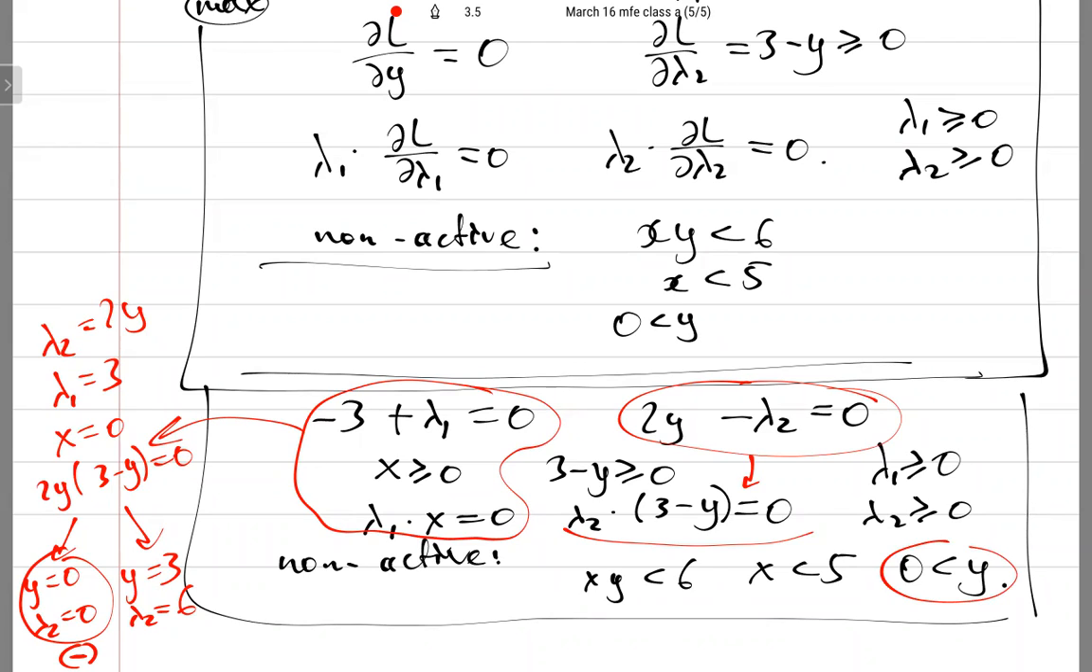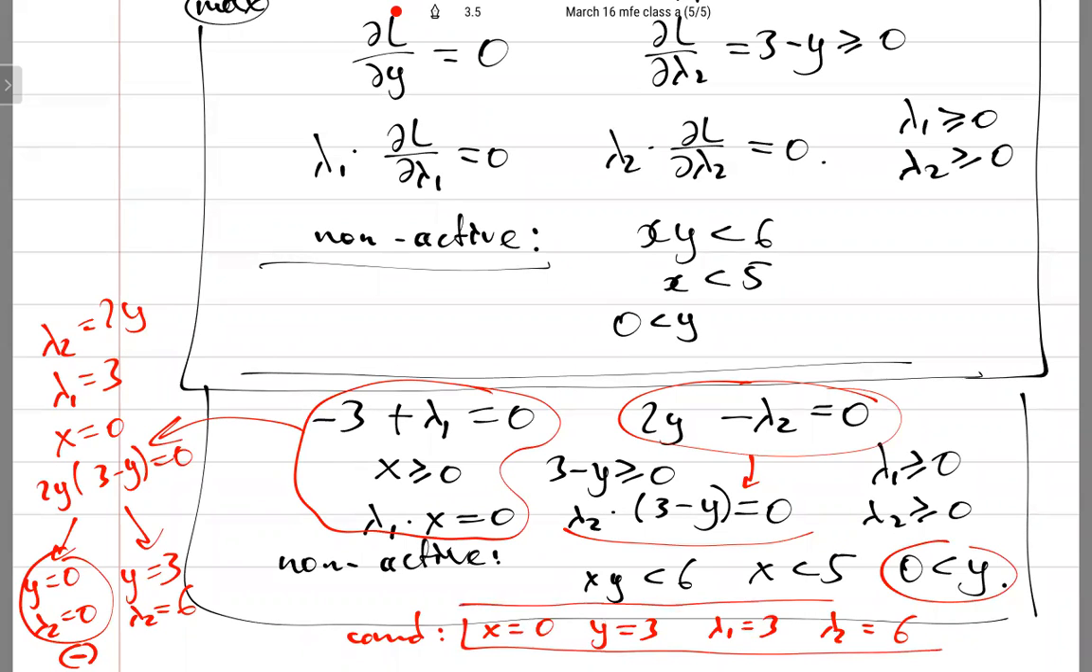And bingo, I have one candidate for maximum. Why is it not yet the maximum? Because I need to check sufficient conditions. So my candidate, we are not surprised because we have solved it graphically beforehand. So x is 0, y is 3, lambda 1 is 3, lambda 2 is 6. So we have a candidate for maximum. Let's check second order conditions.